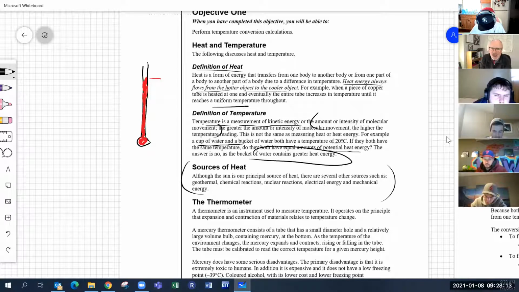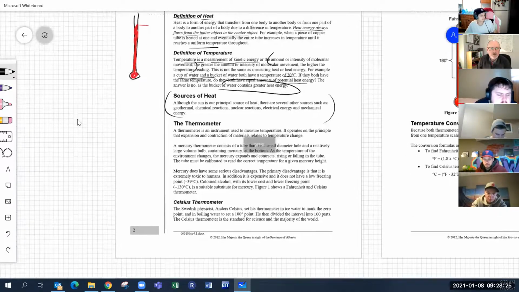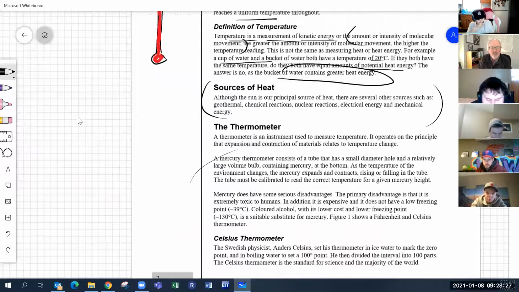Sources of heat. We have a bunch of different sources of heat. Hang on a second, I have to move this little bar down at the bottom here. There. Sources of heat. Well, the sun is our principal source of heat, right? That's where we get all of our heat. We have other sources of heat, geothermal. If you live in Iceland, you will know what this means.